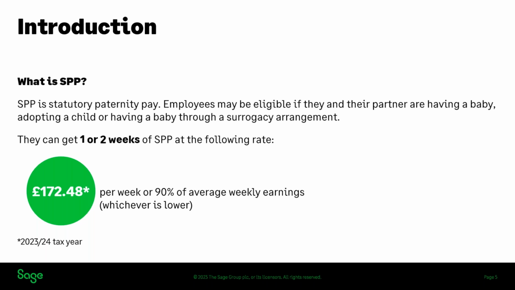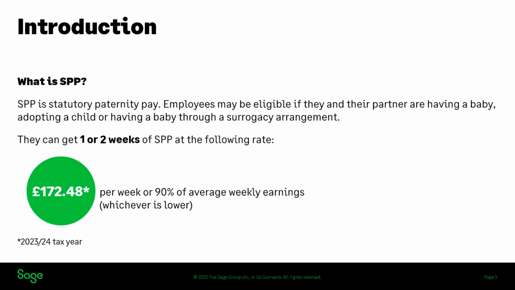Now, currently, an employee would be entitled to either 1 or 2 weeks of SPP at the following standard rate. So it's £172.48 per week for the current tax year, or 90% of average weekly earnings if that is lower. So that's 1 or 2 weeks, which are full weeks of pay and need to be taken as a continuous block.